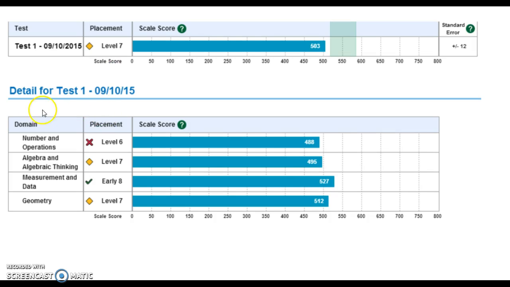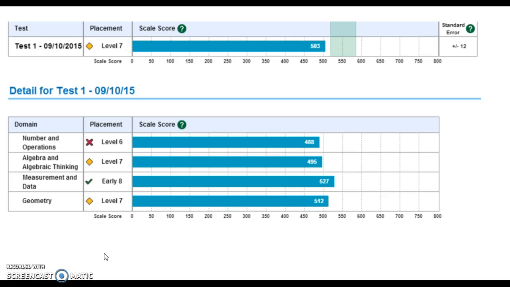It also is breaking down that most recent test for each of the domains. So you can look at these red X's, yellow diamonds, and green check marks to determine what your strengths are and what your weaknesses are for each of these domains. It will also give you an idea if you compare from your September score to your January, if you have improved in some of those domains that maybe you've been working on a lot in class. So take a look at that and talk to your teacher if you have any further questions about how to read your report.